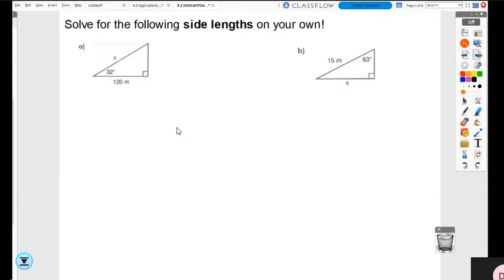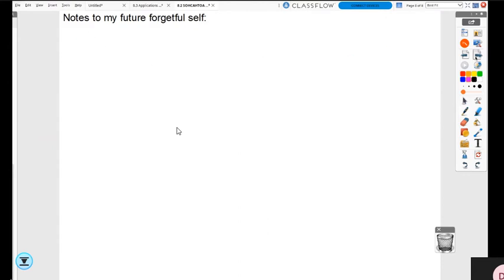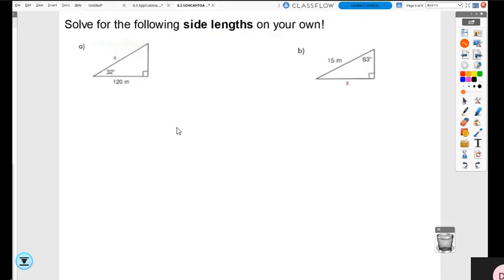Look, there's just two questions of solving for a side length. Try it on your own. Two questions for solving for an angle. Try it on your own. And if you wanted to make any notes to your future forgetful self, like anything that came up, you're like, oh, that was actually, yeah, maybe I could use that, then that's the spot to write it, okay? So start off with this.